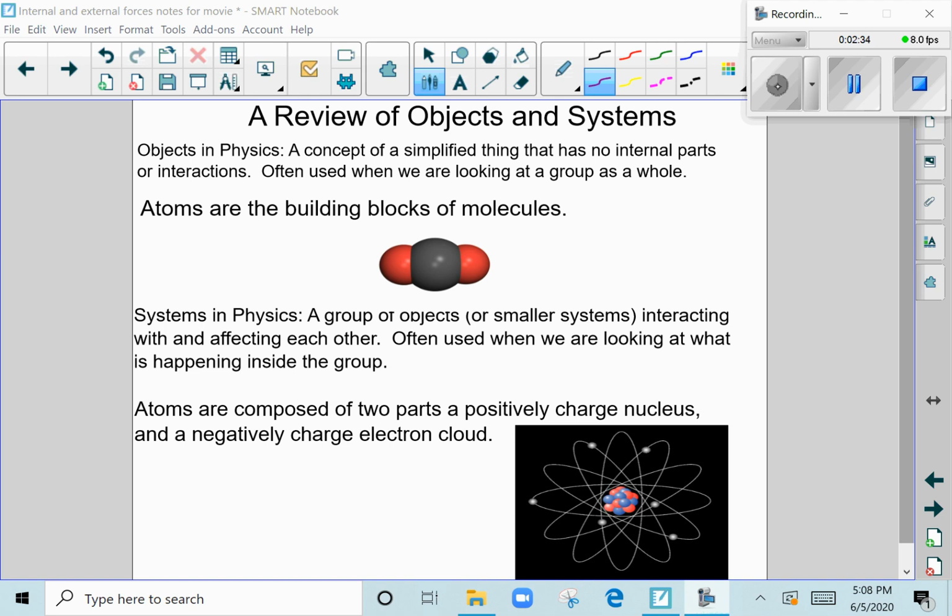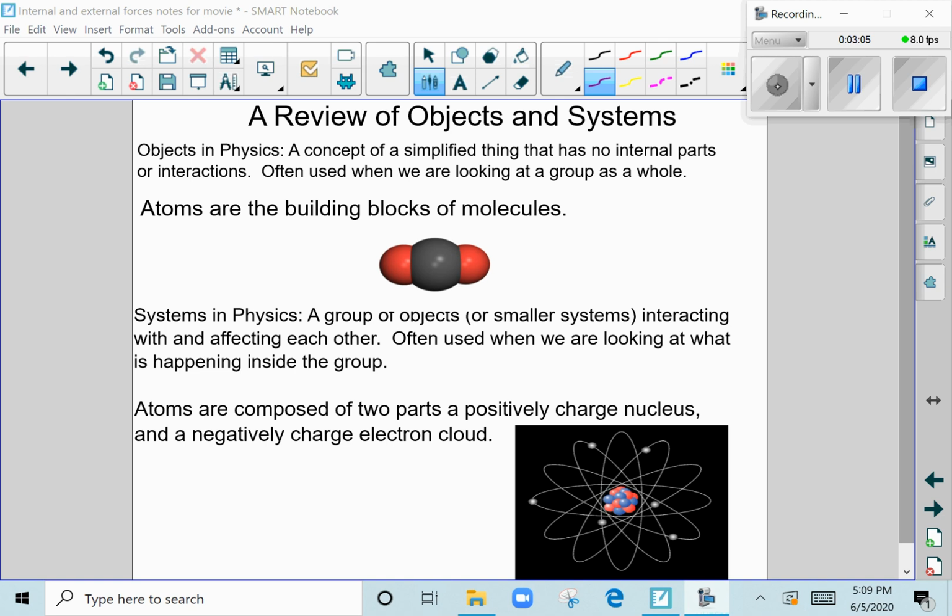So if I make the statement that atoms are composed of two parts, a positively charged nucleus and a negatively charged electron cloud, I am now describing the atom as a system of two objects, an electron cloud that is negative and a positive nucleus. Please notice that the nucleus itself is really a system of protons and neutrons, but I'm not considering that at this point. At this stage, I'm describing an atom as two parts, a nucleus and an electron cloud.